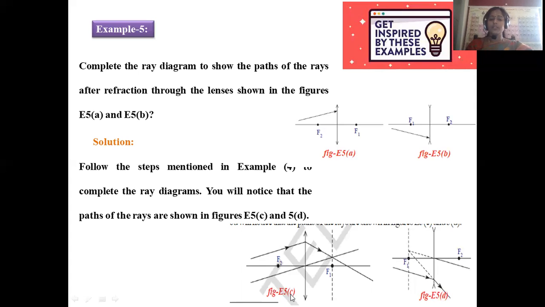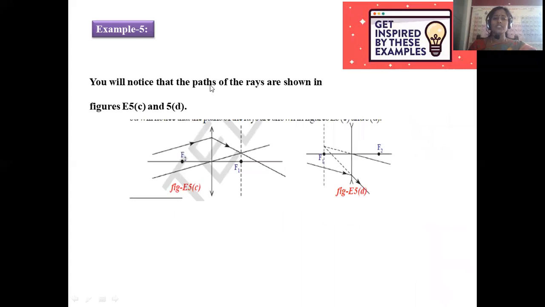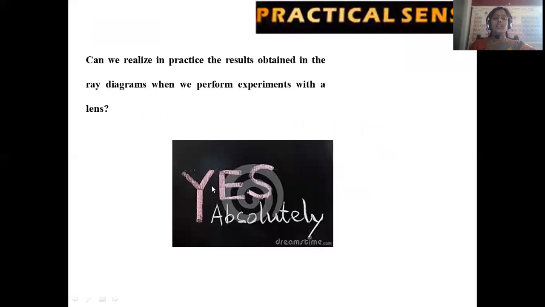And in condition E phi C, it will be the real image. In condition E phi D, it will be the virtual image. So in this manner, we will get a ray diagram for the various conditions. You will notice that paths of rays are shown in the figure E phi C and E phi D. So these are the paths. One is moving in the forward direction, second is reflecting back, and at the focal point the convergence is possible and the virtual image formation is possible, right?